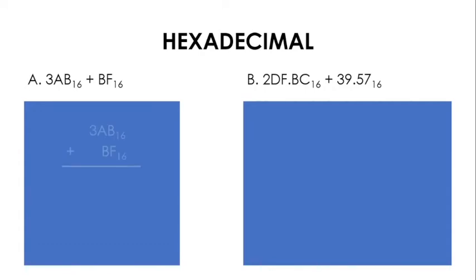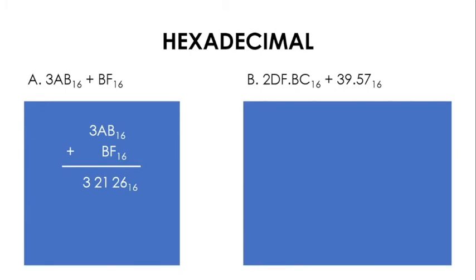For the first example, we have 3AB hexadecimal plus BF hexadecimal. First thing we have to do is to add the digits. So B plus F is 26, A plus B is 21, 3 plus 0 is 3. Since some of these sums are greater than the highest possible number we can use in a hexadecimal system, which is 15, we will have to subtract the base of a hexadecimal system, which is 16, from the sums.